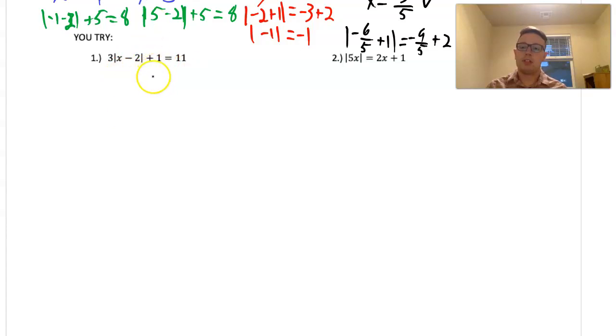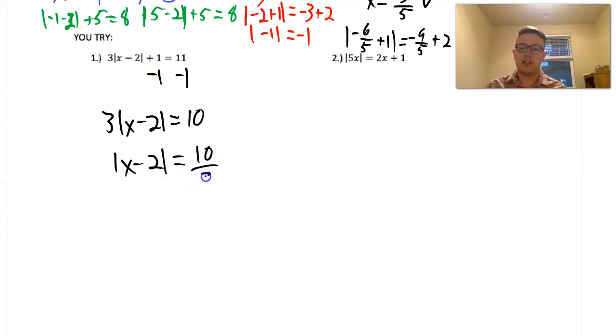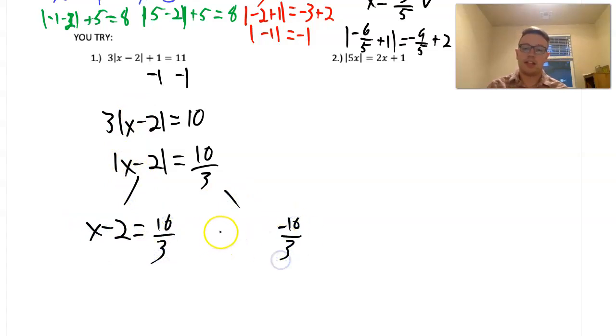Okay, for number 1, we start out by subtracting 1. We're left with 3 times the absolute value of x minus 2 is equal to 10. What would we do from there? Well, we divide by 3. So this would become absolute value of x minus 2 is equal to 10 over 3. What do we do from here? We split this into two equations. This becomes x minus 2 is equal to positive 10 over 3, and we'd have a negative 10 over 3.